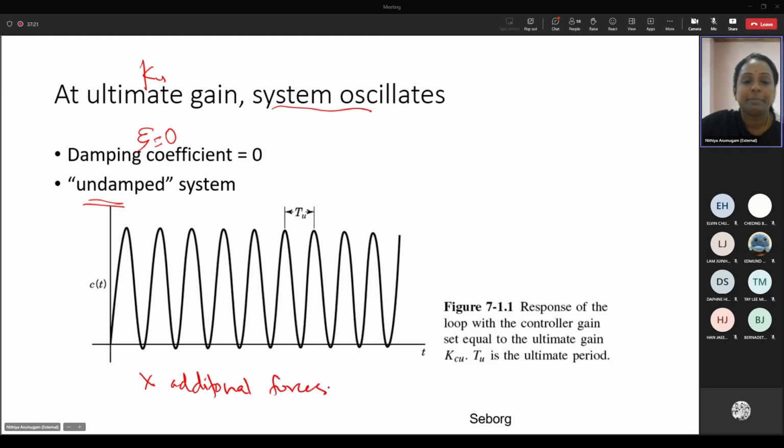If there is, what will happen if there are additional forces? The frequency or the vibration will not be the same trend or the same value. Okay.